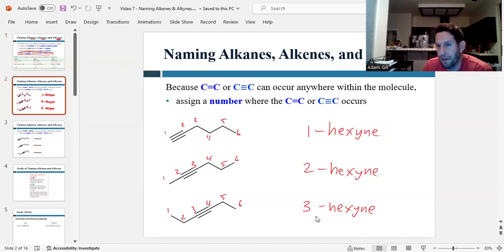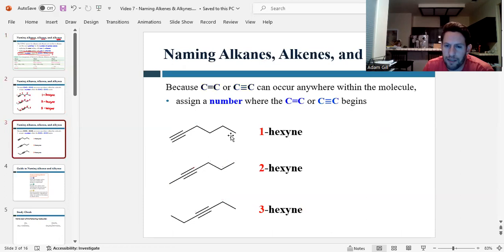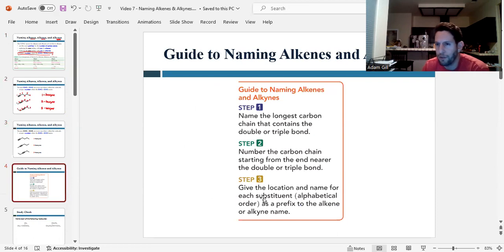And so we use the number to specify where the double or triple bond occurs. So 1-hexyne versus 2 versus 3. And you can see these are different structures, and we specify that difference using the number. So quick flow chart for naming these. Pick the longest continuous carbon chain, and that's going to be the parent. You number the chain so that the double or triple bond has the lowest number possible. And then you assign the location for the substituents if there are any.